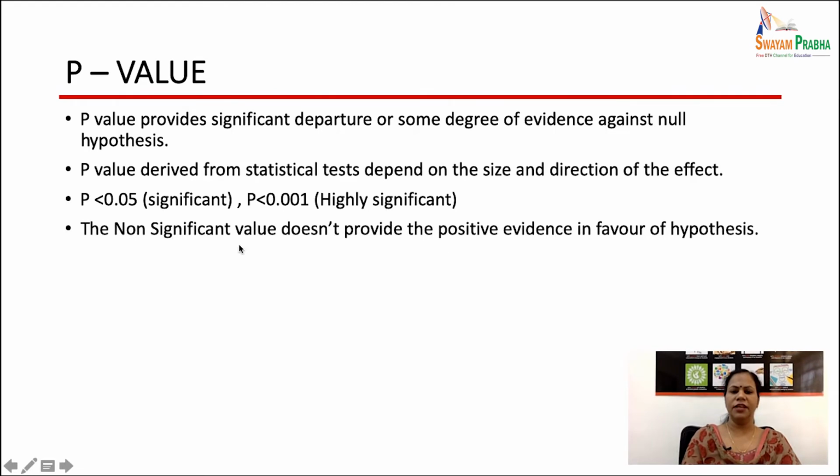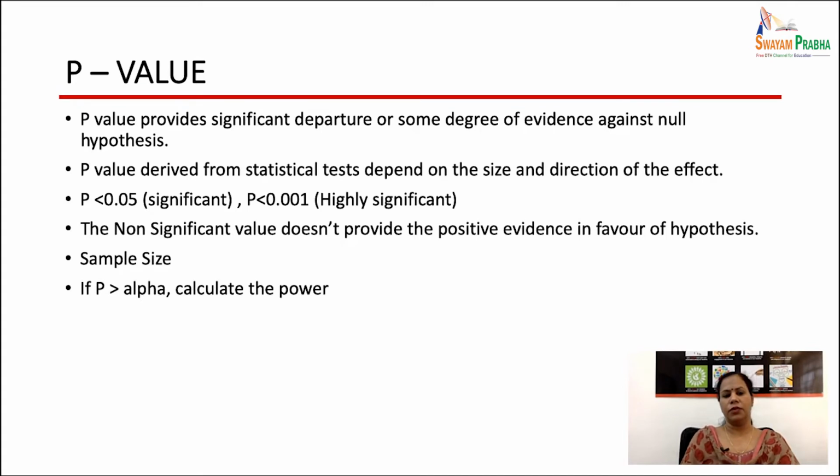And a non-significant value doesn't provide positive evidence in favor of the hypothesis. So if the value of p is more than 0.05, then it is considered a non-significant value, and it shows that there is no positive evidence in favor of the hypothesis, particularly in favor of the research or alternative hypothesis. And it also depends upon the sample size.